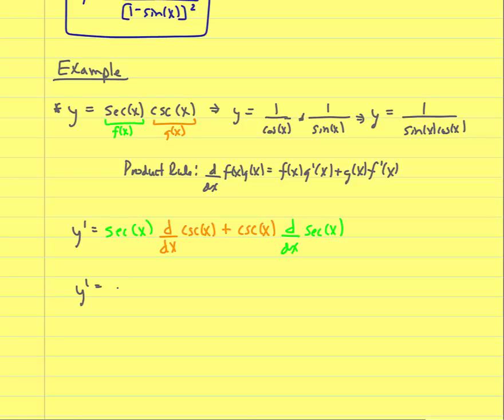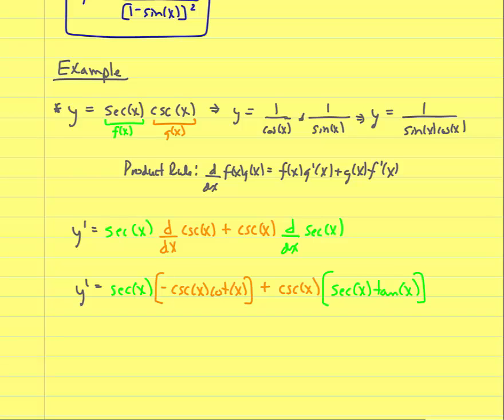So my secant of x, I just copy down. Now the derivative of cosecant. Remember, the derivatives of cosine, cosecant, and cotangent were all negative, so I need to make sure I have my bracket up here. The derivative of cosecant is negative cosecant x, cotangent of x. Now if I don't have these brackets here, it would look like subtraction. So it's multiplication, so you've got to have those brackets there. Plus cosecant of x, and then the derivative of secant of x would be secant of x, tangent of x.